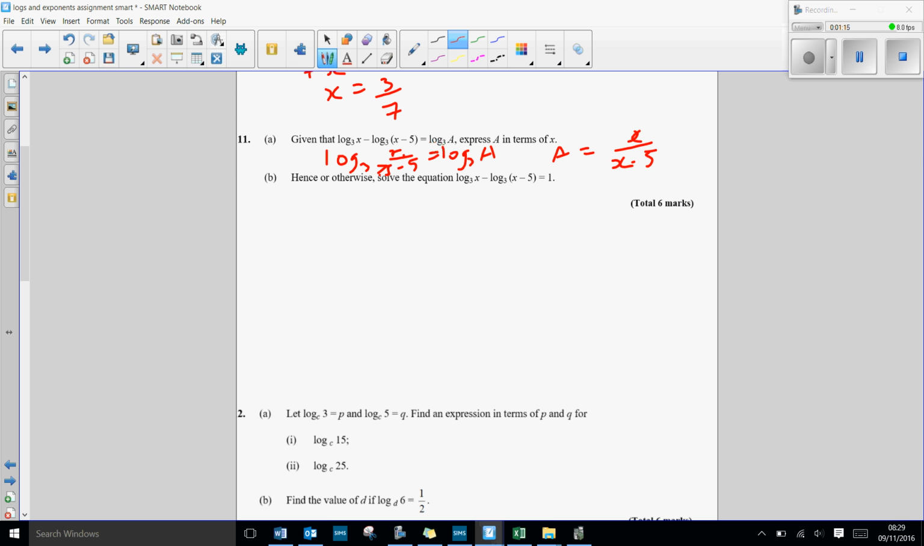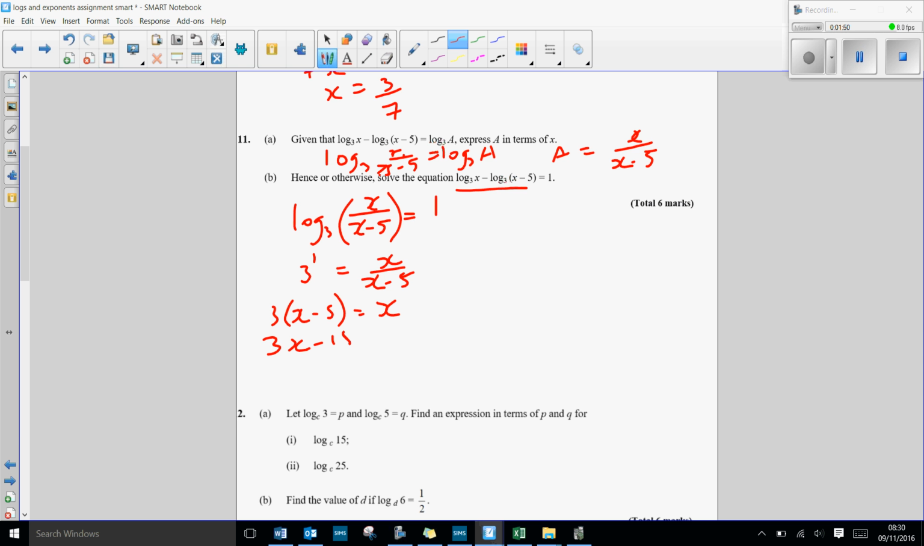We're going to hence or otherwise solve that equation. So if I know that I can rewrite this expression as log base 3 of x over x minus 5, that's equal to 1. I know that 3 to the power 1 equals x over x minus 5. Solving, we bring our denominator to the left, so that's 3 lots of x minus 5 equals x. 3x minus 15 equals x. 2x equals 15. X equals 15 over 2.